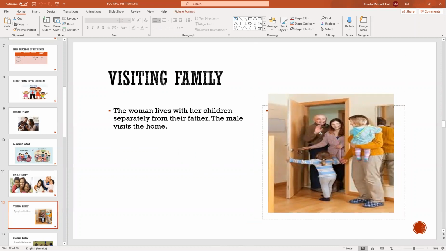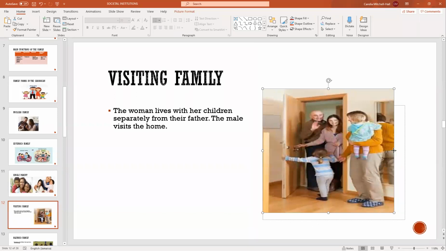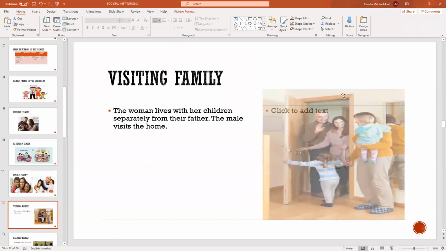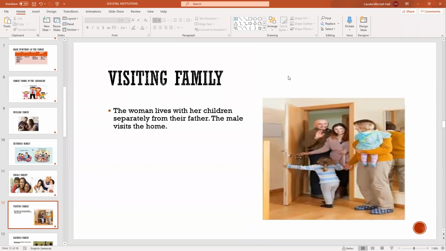Anybody has ever heard of the visiting family or know of one before? Is it the first time you're hearing about the visiting family? Yes, sir. No, sir. All right. So yes for some, no for some. So the visiting family is a very important family in the Caribbean. Very, very popular.